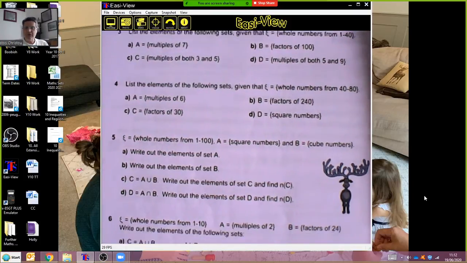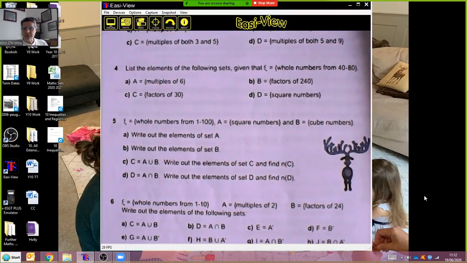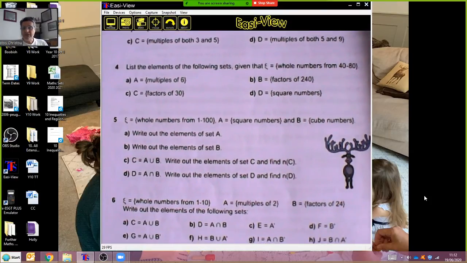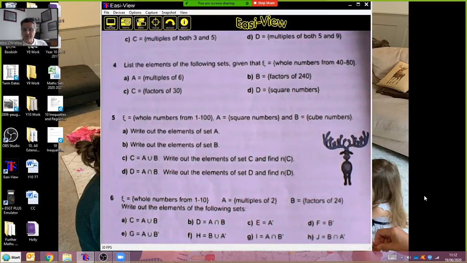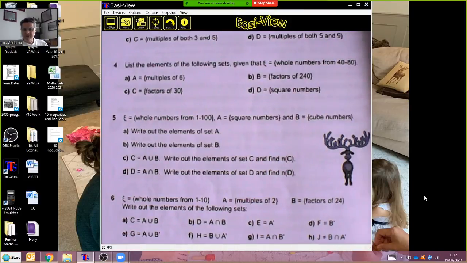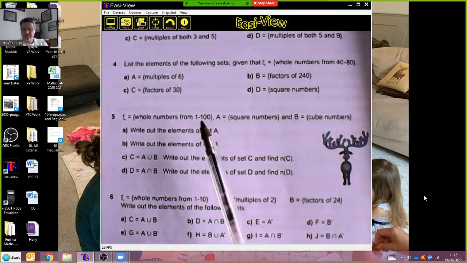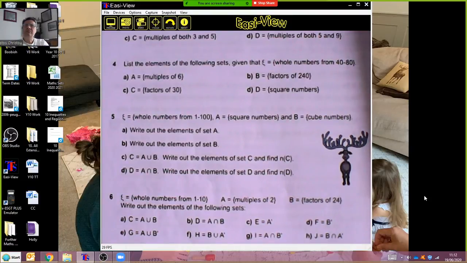And for question 5, we have a universal set of whole numbers from 1 to 100. Set A is defined as the square numbers, and set B is defined as the cube numbers. So what's the first square number you can think of? Anybody know? Apart from Tyan. Okay, Tyan, it's over to you. Nobody else wants to get involved because they never do.